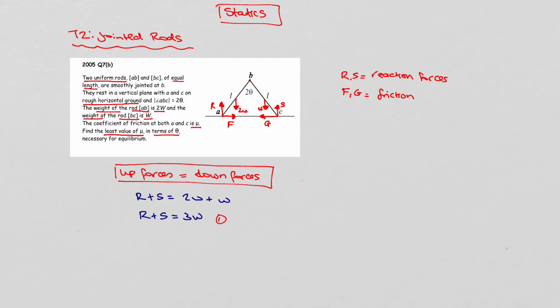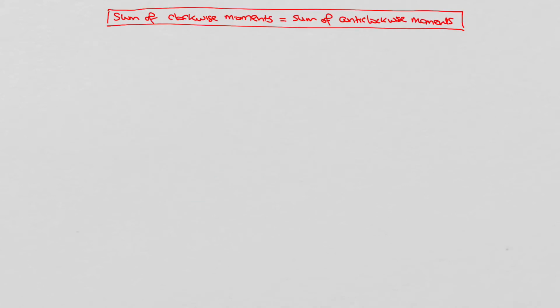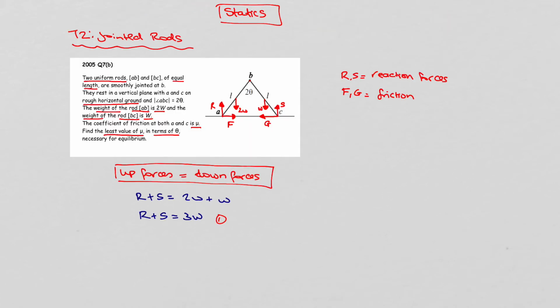So we'll go to our next law, which is that the sum of the moments around any given point must be zero. In other words, the sum of our clockwise moments must equal the sum of our anti-clockwise moments. In getting our moments, we need to decide where we're going to take our fulcrum. I'm going to take my fulcrum at the point A, so I'm just going to mark that with a star there.